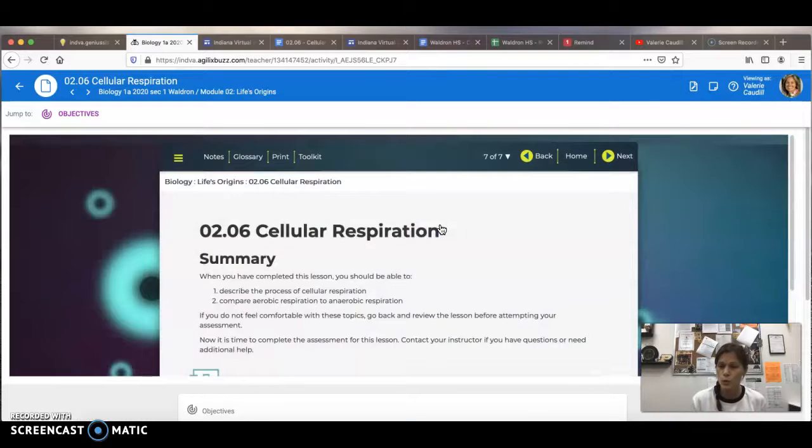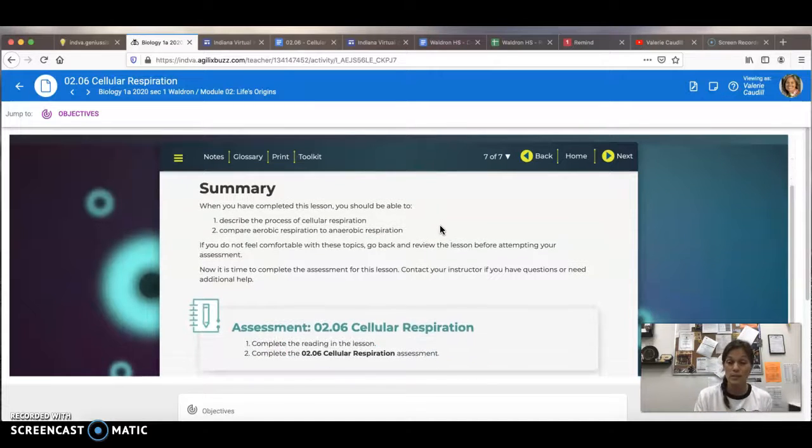This is really a visual lesson with cellular respiration. What is glycolysis? What does it look like? Where is it at? The Krebs cycle: what does it look like? Where is it at? The electron transport chain: what does it look like? Where is it at within the mitochondria? What does it do? You know, what happens in those processes?